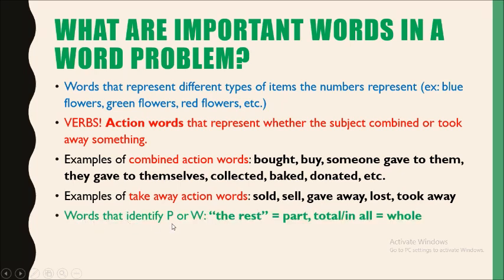Another important word is words that can identify whether your numbers represent a part or a whole. For example, if you see the word the rest in the word problem, most of the time that represents a part. And if you see the word total or in all next to a number, then that number would represent a whole. This will help you construct your number sentence. Also, you can look for words that identify the missing add-in. And the main word that they use to represent the missing number would be the word some.